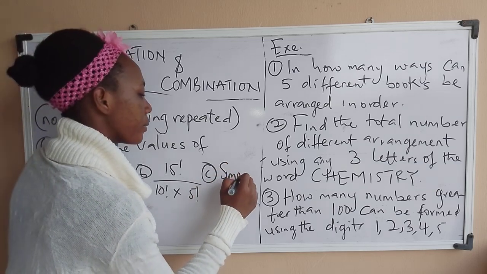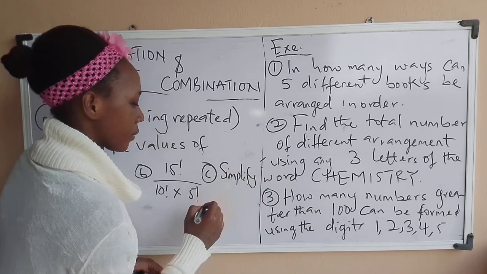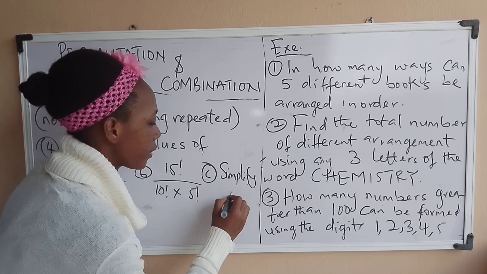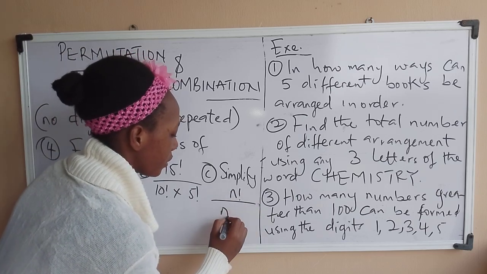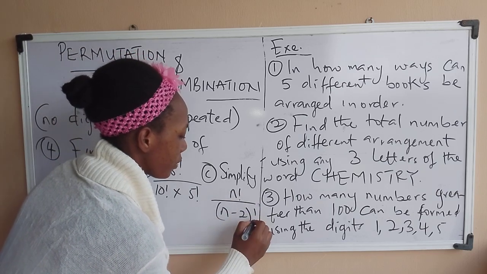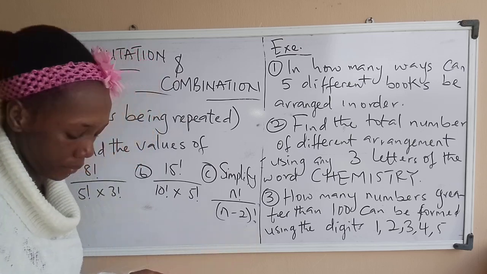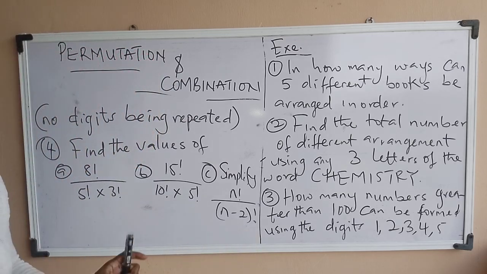Then C, simplify n factorial all over n minus 2 factorial. So that's for the fourth question.